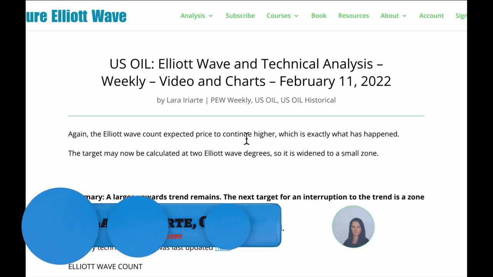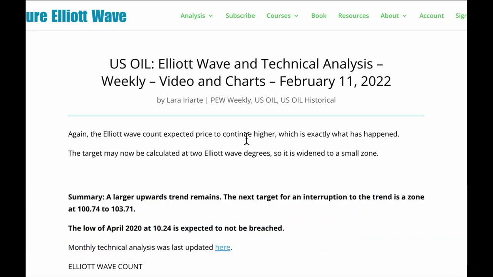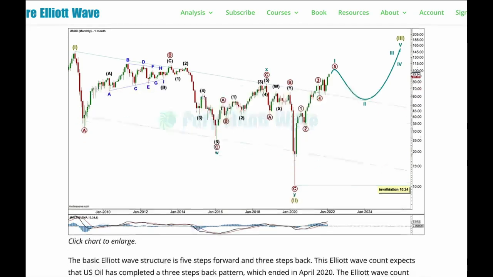I'm recording the video an hour before New York's closed, so I don't have final data for the last session and it's not on the technical analysis charts, but it is a bullish session and it fits the Elliott Wave count. I'm expecting price will still continue higher. The next target is 100.74 to 103.71. It's a small zone. Elliott Wave analysis first, classic analysis last.